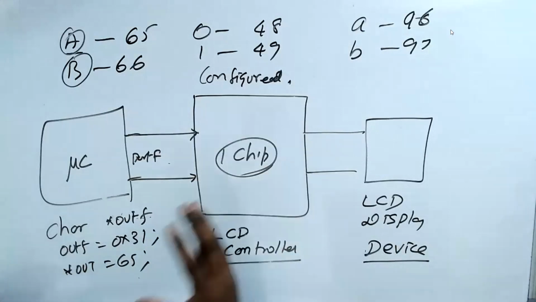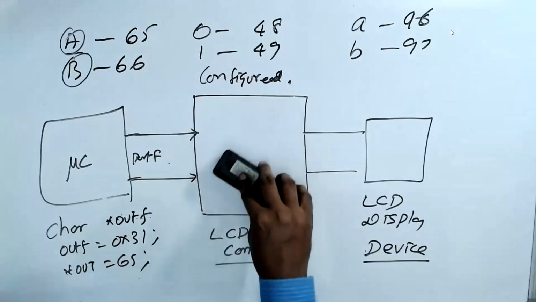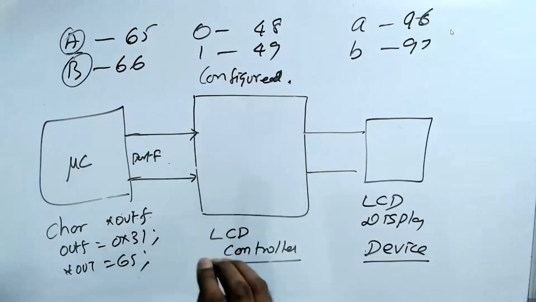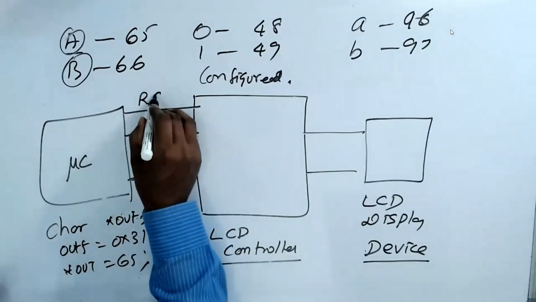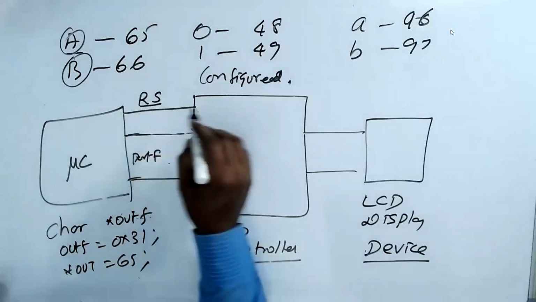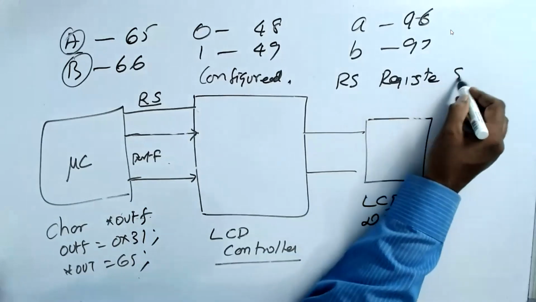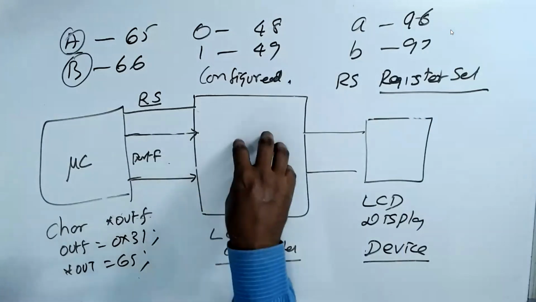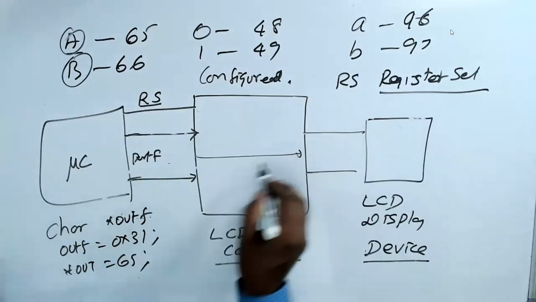You can use it for various mechanisms. I mean, understand. So, am I clear? That is, for various purposes, this controller can be used. For that, they have one more wire called RS. This RS means register set. That means you are going to use the controller to configure, or to send the data to display directly. You can use it for two ways.